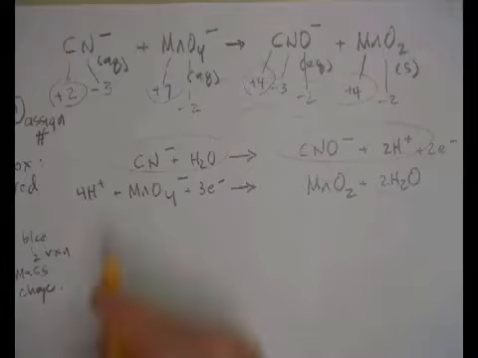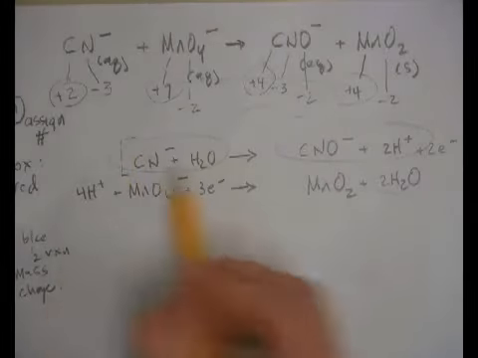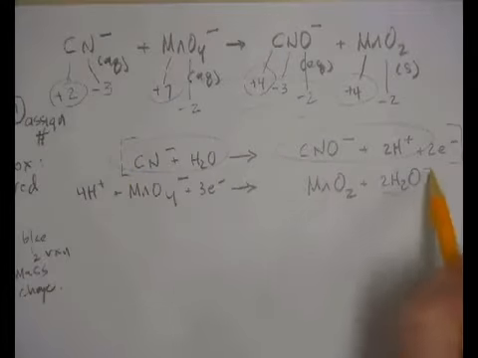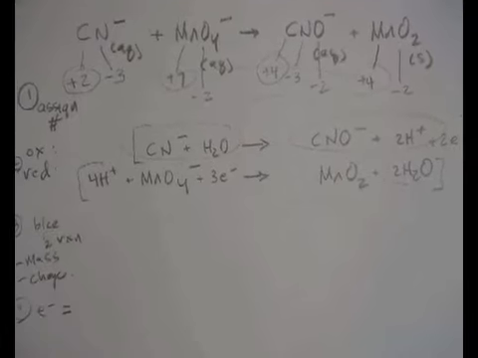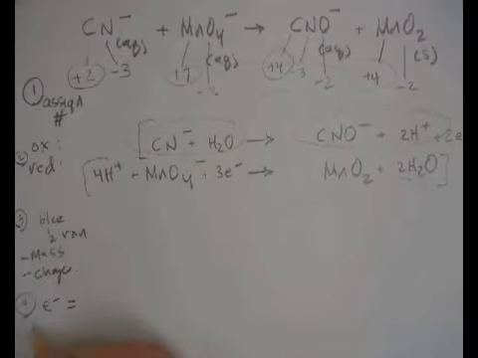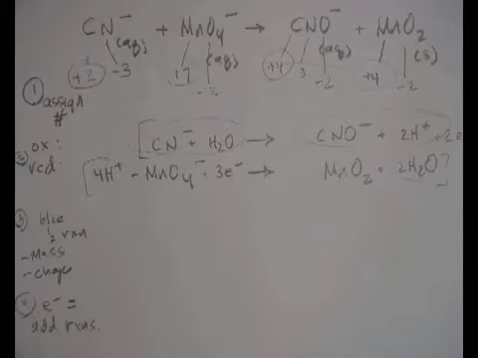So to get it to be the same now, I'm going to have to take this guy and multiply it by a number, and this guy and multiply it by a number. And I want you to do that. Pause the video now and make sure that the electrons are equal to one another, and then add the reactions together.